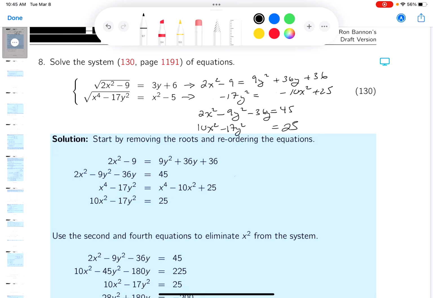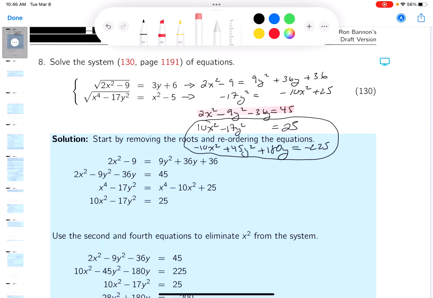Okay, so I got two letters in it. I want to get to a one-letter problem. And the way I'm going to accomplish that is to multiply the top equation by minus 5 and add them together. Well, what's minus 5 times that? Minus 10x squared, plus 45y squared plus 180y. And 5 times 45 is minus 225 now. These two equations are being added together now.